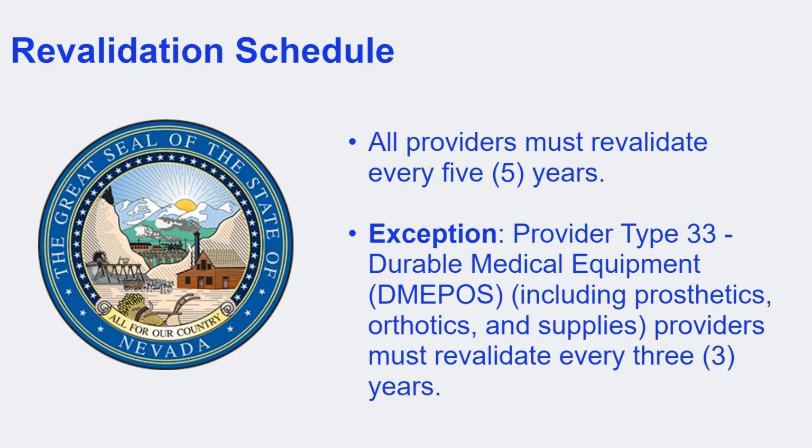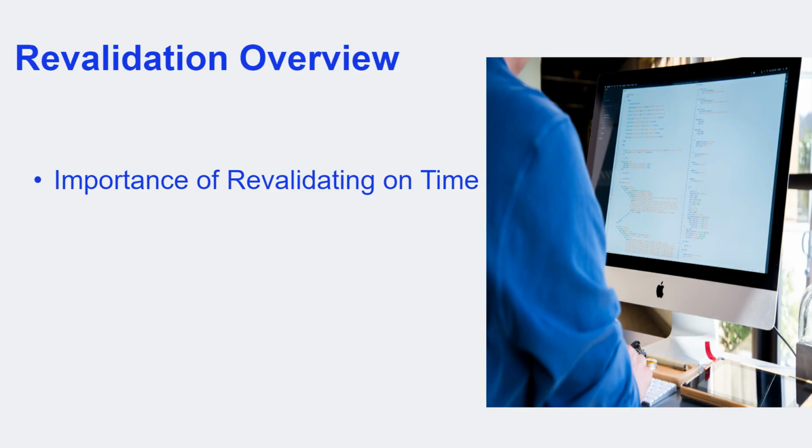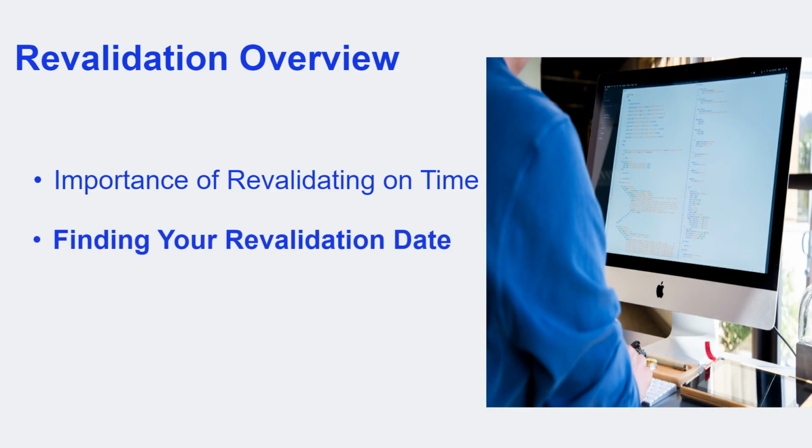All providers must revalidate every 5 years, with the exception of provider type PT33, durable medical equipment, or DME, including prosthetics, orthotics, and supplies, which is every 3 years. Revalidations must be submitted and finalized prior to the revalidation due date. Now let's look at the next section, finding your revalidation date.